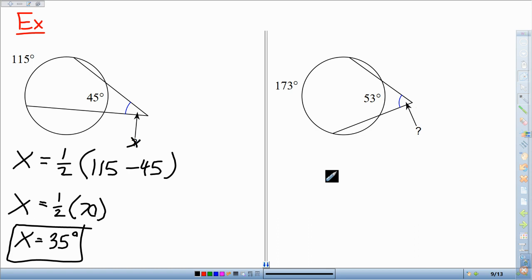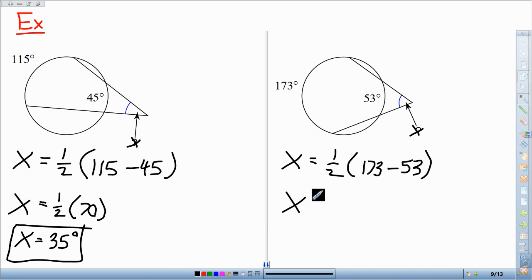Okay, let's try another. So we got the variable on the outside. Again, we're going to call that x. Okay, that equals 1/2 the measure of my two arcs subtracted, 173 minus 53. Okay, from here, it's basically the rest of this done in the calculator, right? 173 minus 53 is going to give me a 120. Sorry, not 120. Yes, 120. Just making sure. All right, I got 1/2 of 120, and then half of 120 is going to give us 60.